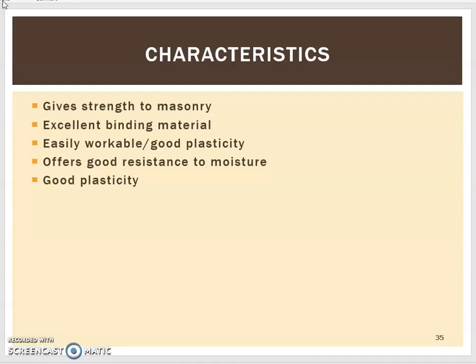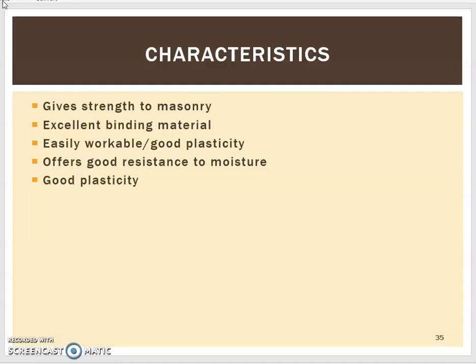If you study the books on low cost housing, they even propose using mud and clay as materials which can be used as binding. But for masonry, I feel the primary ingredients would be lime and cement only. Also, it's easily workable, or in other words, we say it has good plasticity.